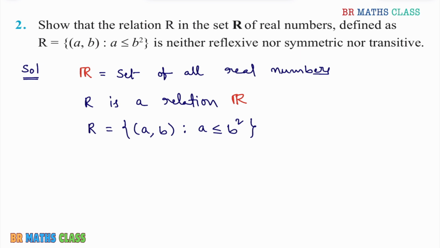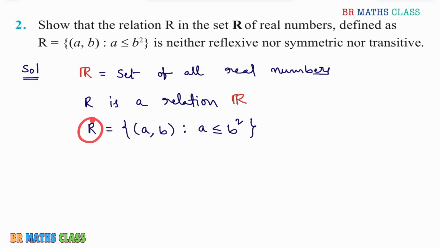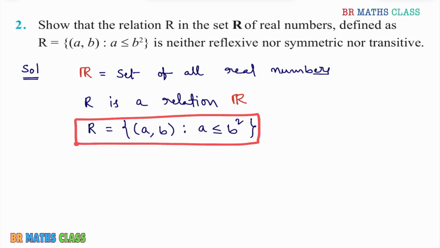Here, it is important to know which ordered pairs are there in this relation. This R contains infinitely many elements, many ordered pairs, right? We cannot write all those ordered pairs in roster form. So, you need to know how to check whether a particular ordered pair belongs to that relation or not. Now I need to check whether this relation is reflexive, symmetric or transitive. I need to show that this relation is not reflexive, not symmetric, and not transitive.